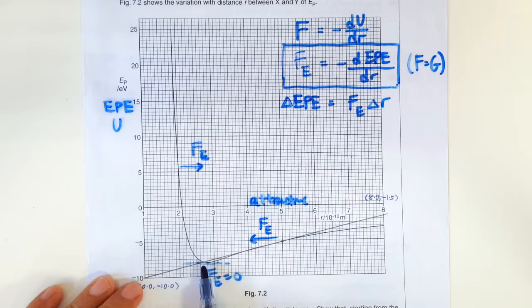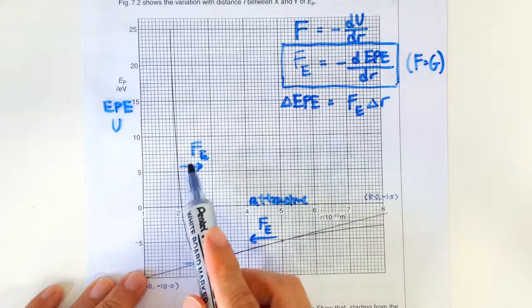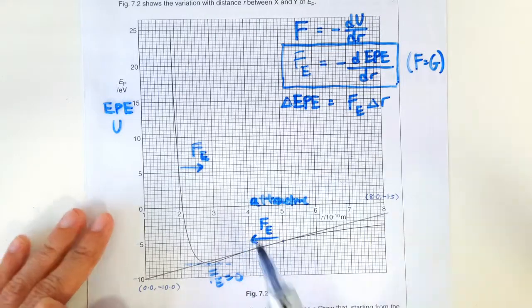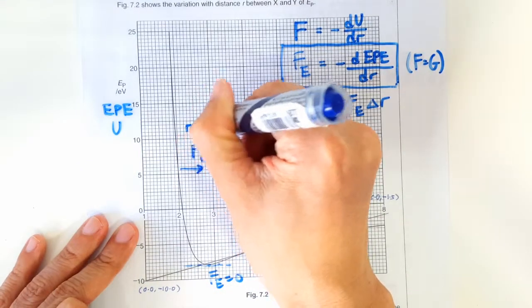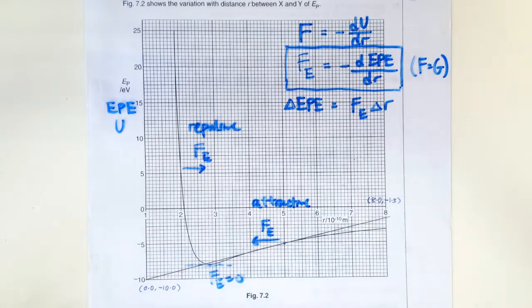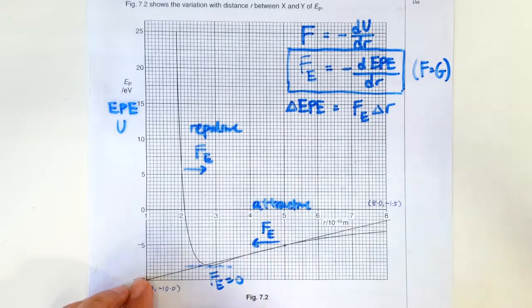On the other hand, if the two ions are too close together, that means to the left of this equilibrium position, then they experience an electric force that tries to increase the separation between them. That's why this is a repulsive force. So you experience zero force at the equilibrium position. Too near, you get a repulsive force. Too far, you get an attractive force.